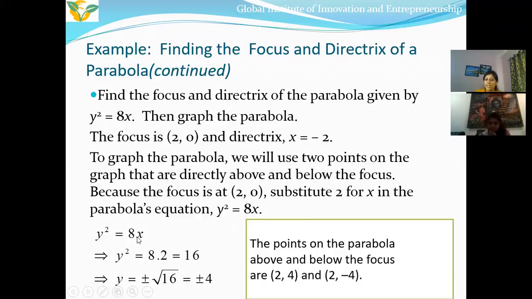Taking the general equation, y square is equal to, given equation 8x, y square is equal to, substituting both the values, 8 into 2, that is 16. So we get two different values, plus or minus 16, that is plus or minus 4. So there are two possibilities for the focus. On the positive side of the x-axis, we get (2, 4). On the negative side, we get (2, minus 4).